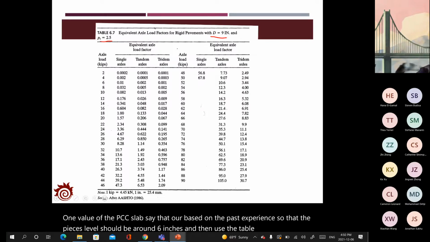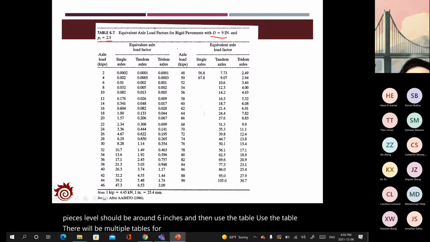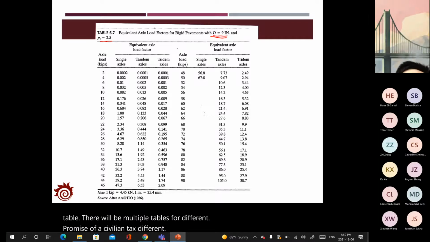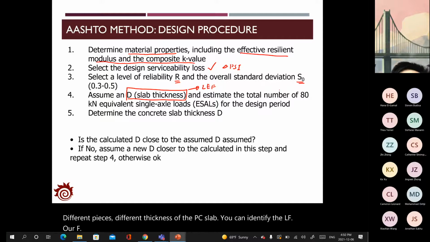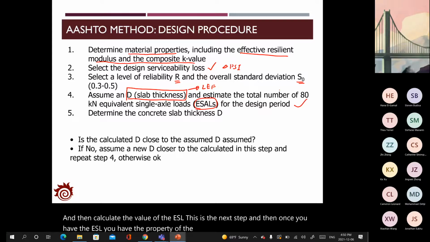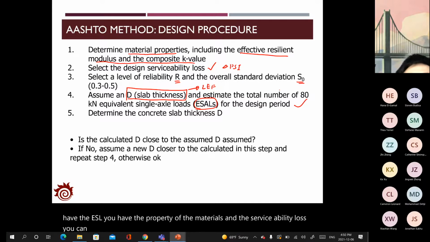use the table. There will be multiple tables for different terminal serviceability index and different thickness of the PCC slab. You can identify the LEF, and then calculate the value of the ESAL. This is the next step. And then once you have the ESAL, the property of the materials and the serviceability loss, you can then determine the thickness of the PCC slab.